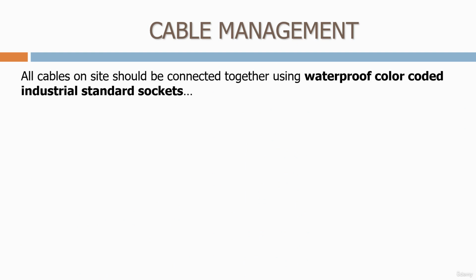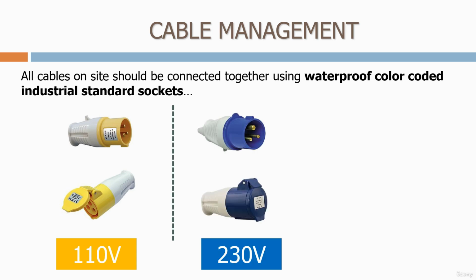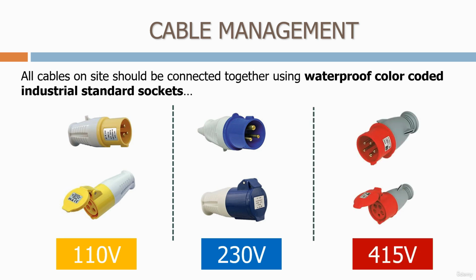All cables on site should be connected together using waterproof, colour-coded, industrial standard sockets. The colour of the plug-in socket depends on the voltage level. For a voltage of 110 volts, the plugs and sockets are yellow. For a voltage of 230 volts, the plugs and sockets are blue. And finally, for the voltage of 415 volts, the plugs and sockets are red.